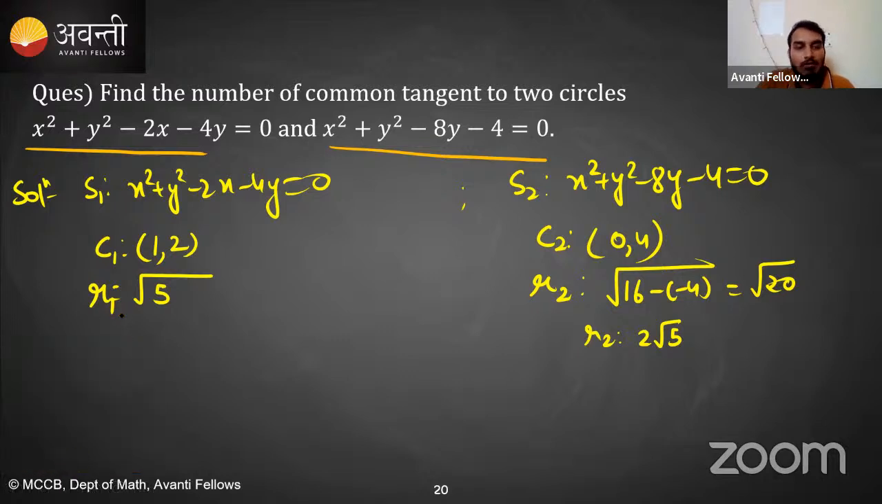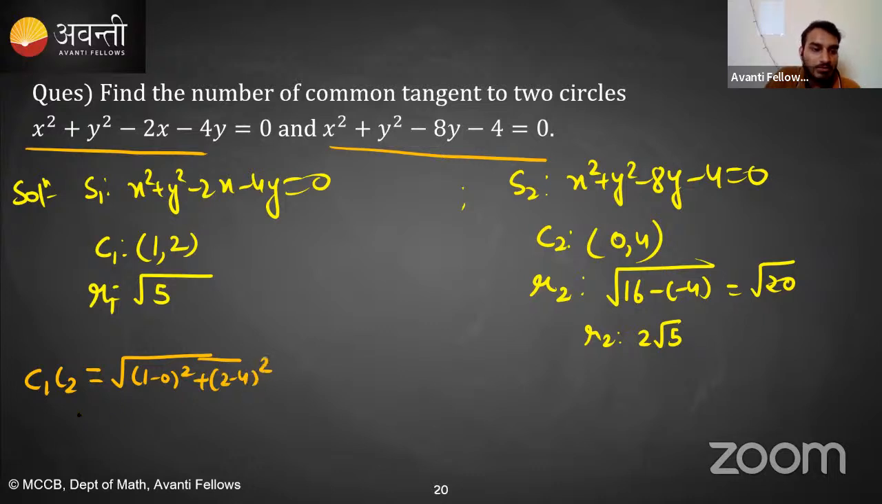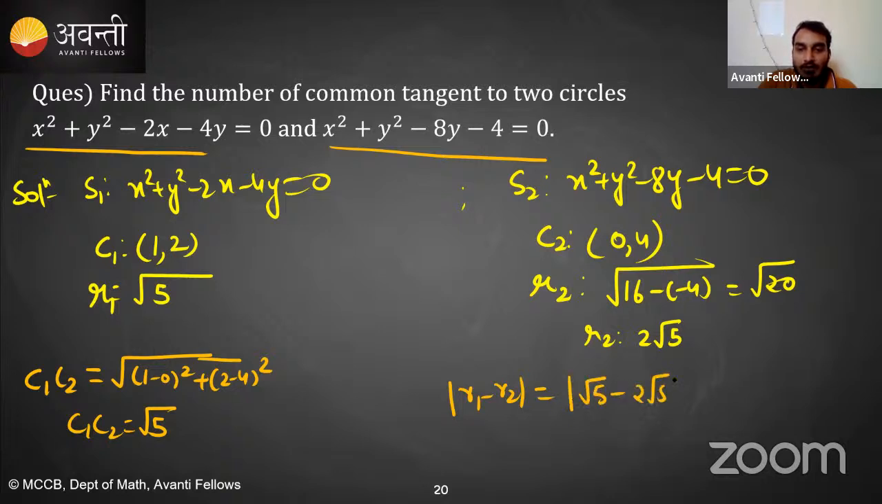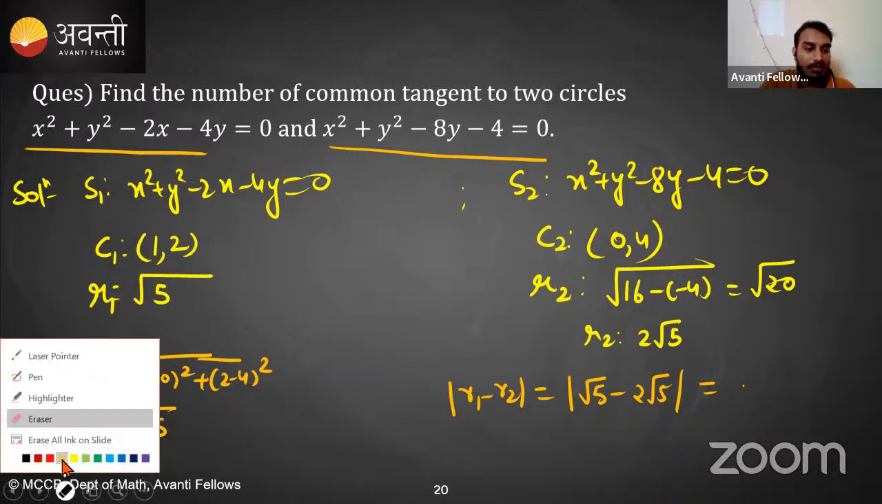Okay. If it is clear, R1 is known, R2 is known, and C1, C2 we also have. So first of all, tell me what is C1C2? C1C2 is under root of (1 minus 0) whole square plus (2 minus 4) whole square. So C1C2 is root of 1 plus 4, which is root 5. See, R1 is root 5, R2 is 2 root 5. What is mod of R1 minus R2? Root 5 minus 2 root 5. Take the magnitude, which is nothing but root 5 only. Yes or no? Clear?